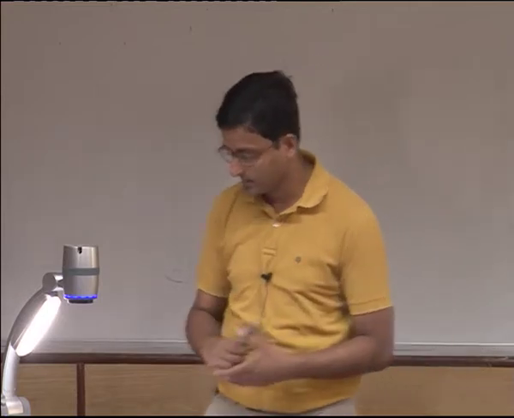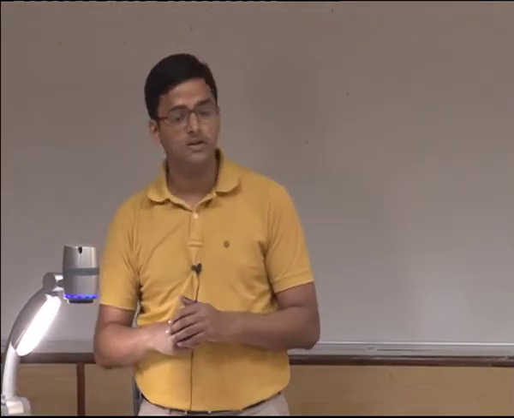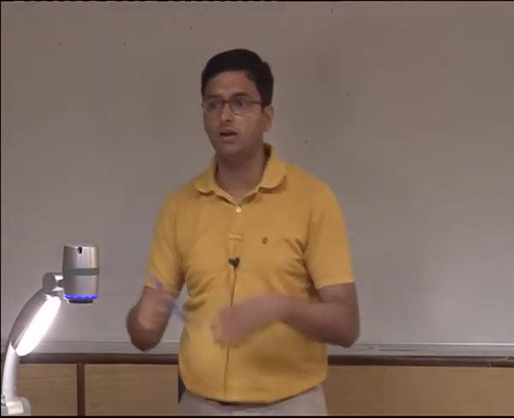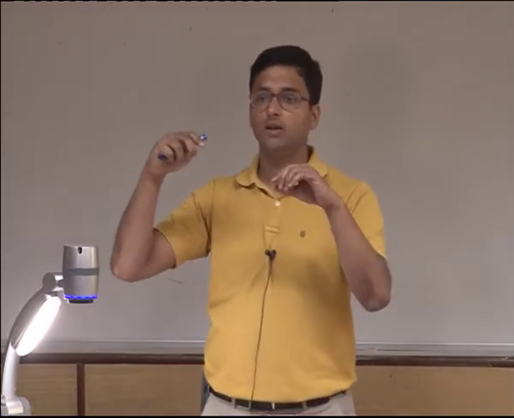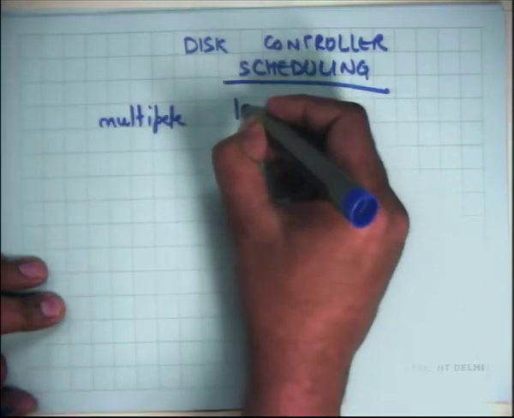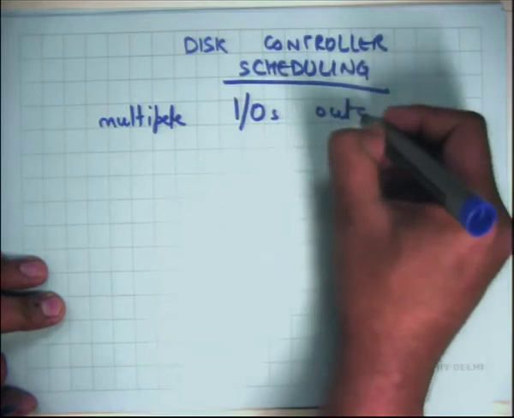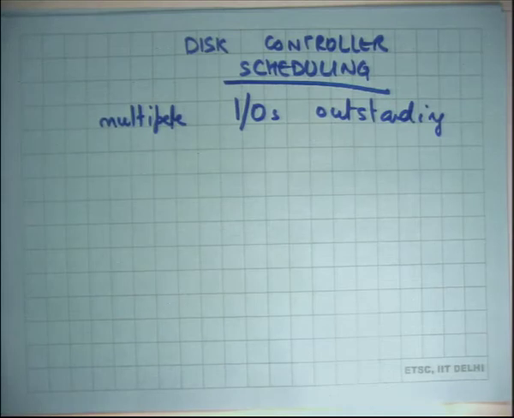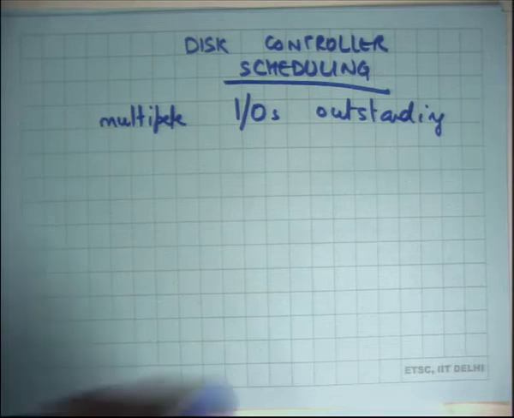Okay. Right. So let's look at the disk controller. Basically, the disk controller has to decide, assuming it has multiple IOs outstanding, which IO to serve first, right. By IO I mean a read or a write request. So it has to decide which IO to service first.